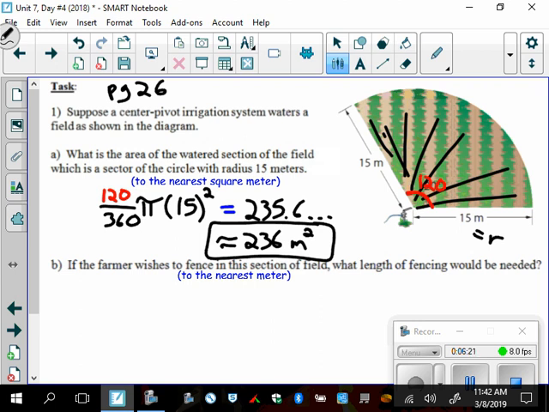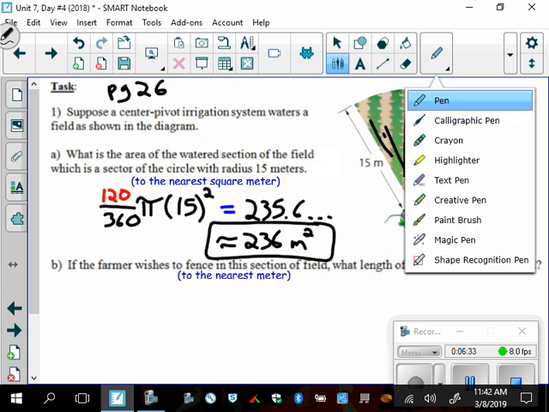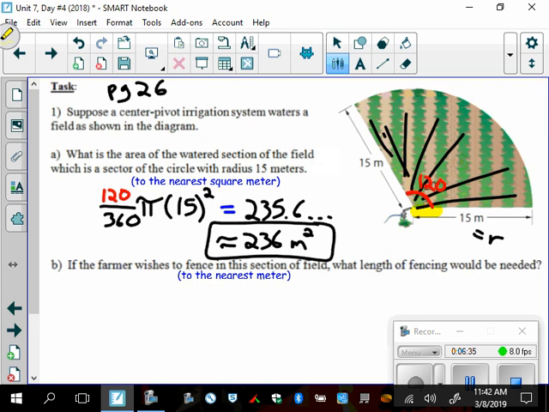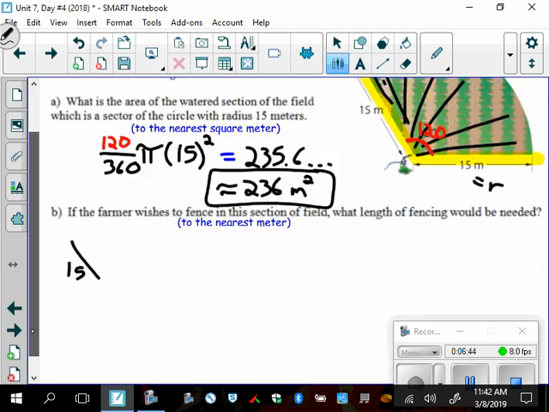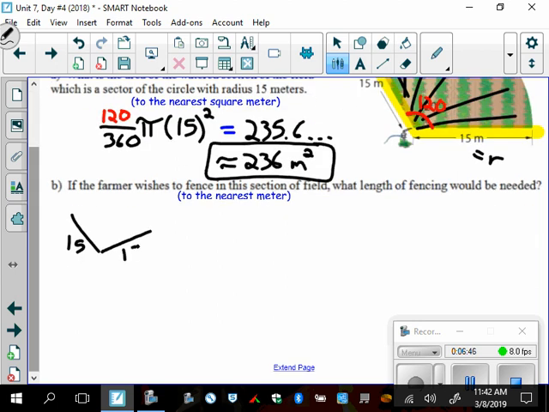Okay. The second question says, if the farmer wishes to fence the section of the field, what length of fencing would be needed? Okay, so this would be a perimeter problem, and I know these two straight lengths are both 15. So I'm adding 15, 15, but now I need this portion of the circumference.